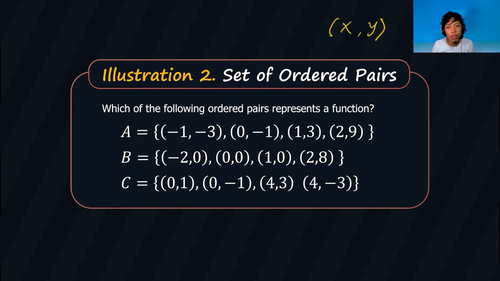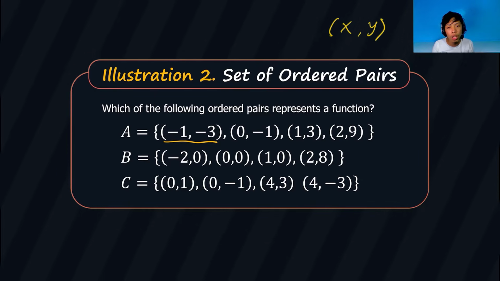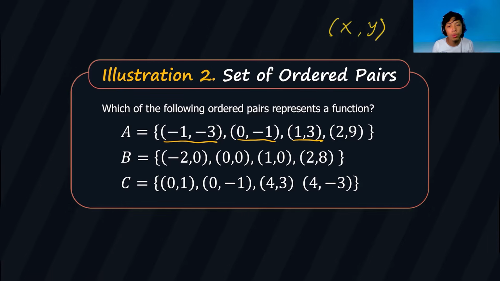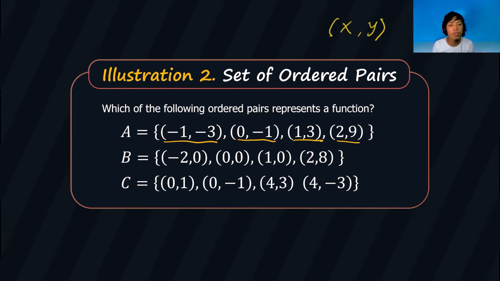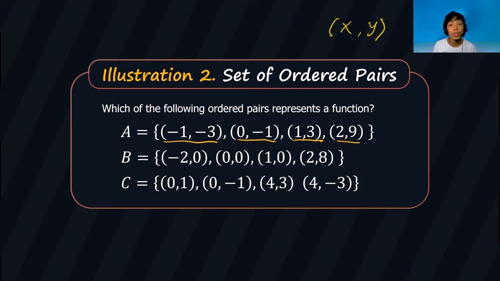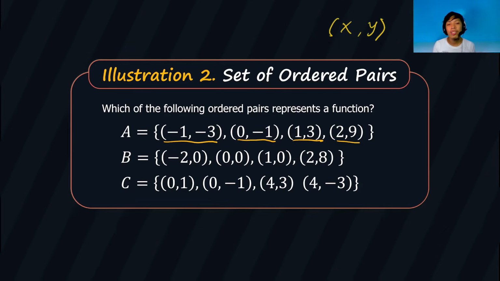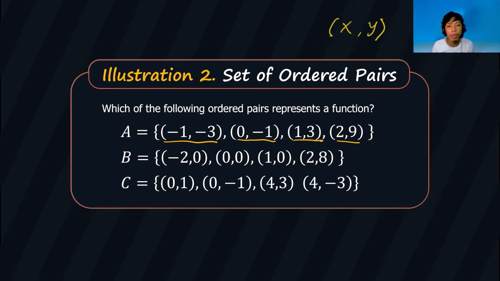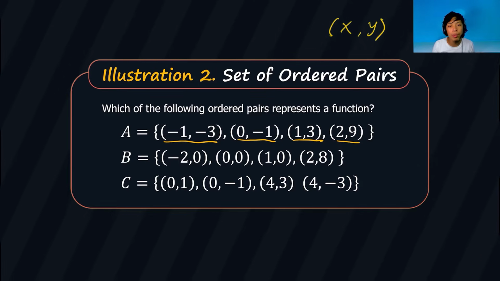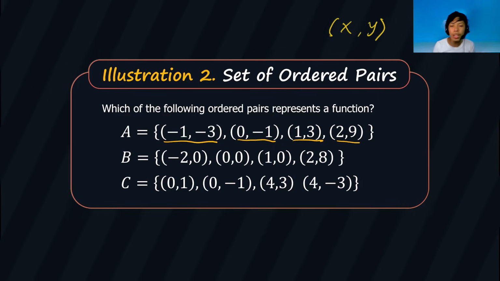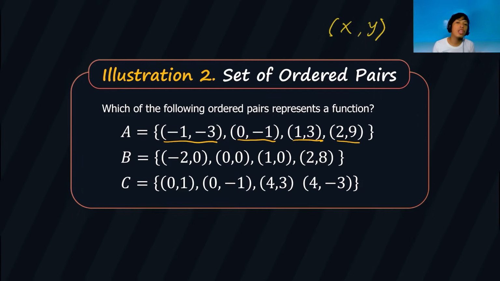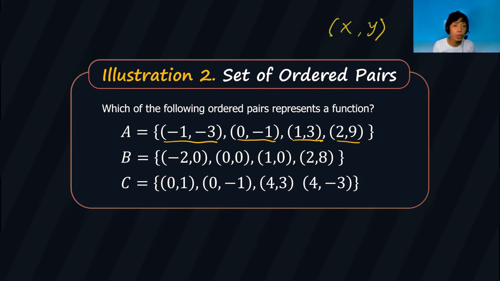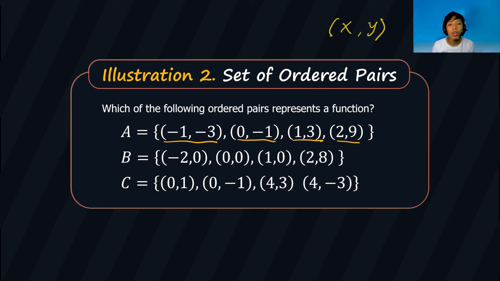So for letter A, how many elements are there? 1, 2, 3, 4. There are 4 elements for set A. That's how you identify the number of elements. Elements are separated by commas. Anyways, how do we determine if a given set of ordered pairs is a function?